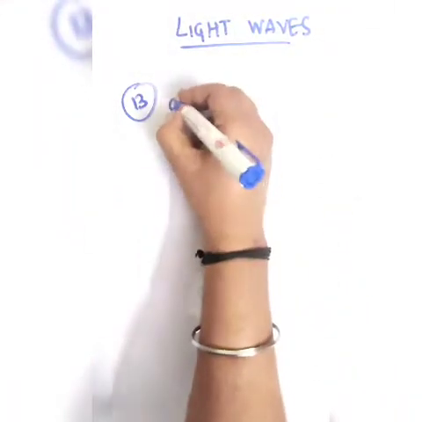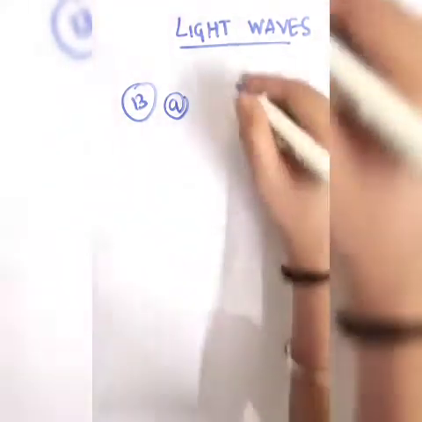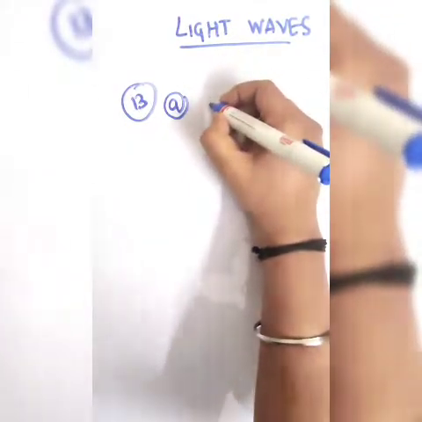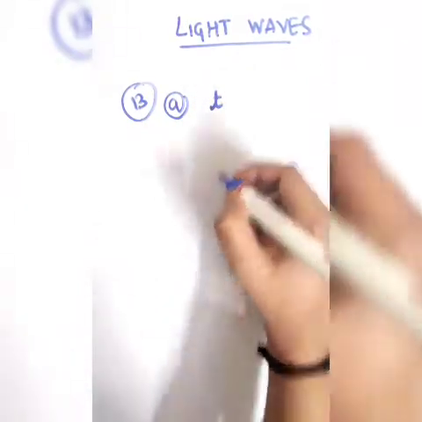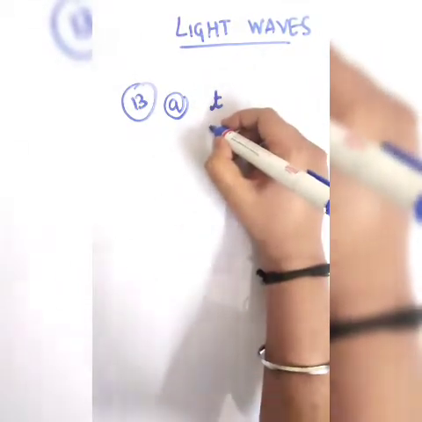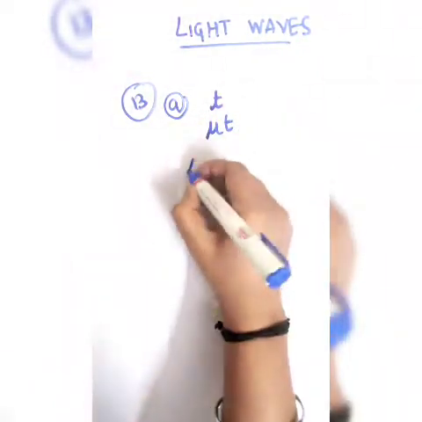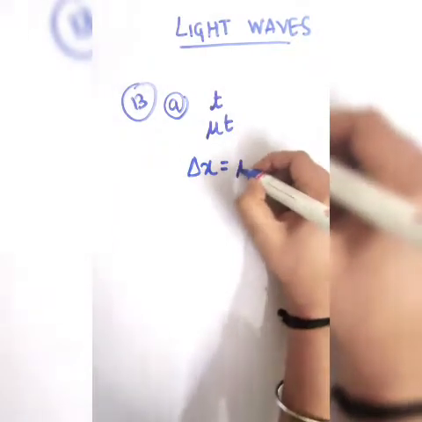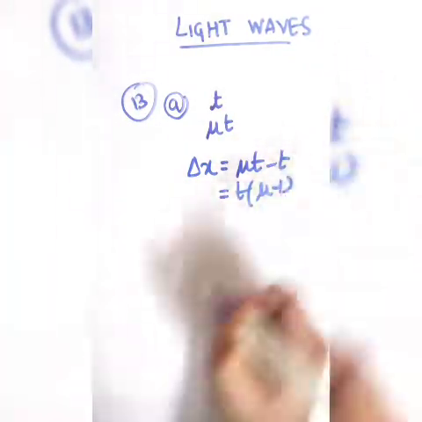Coming to question number 13. In the first part we are asked to find out the change in optical path length whenever a plate is kept. So we know that if the optical path was t, and we keep a plate of refractive index mu, the new optical path would be mu into t. That means the change in optical path would be mu t minus t. If I take t common, the answer would be mu minus 1.